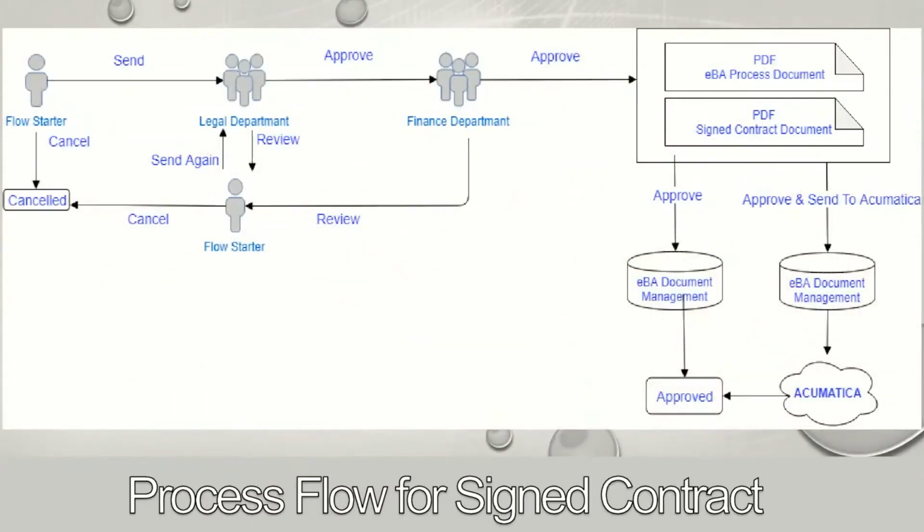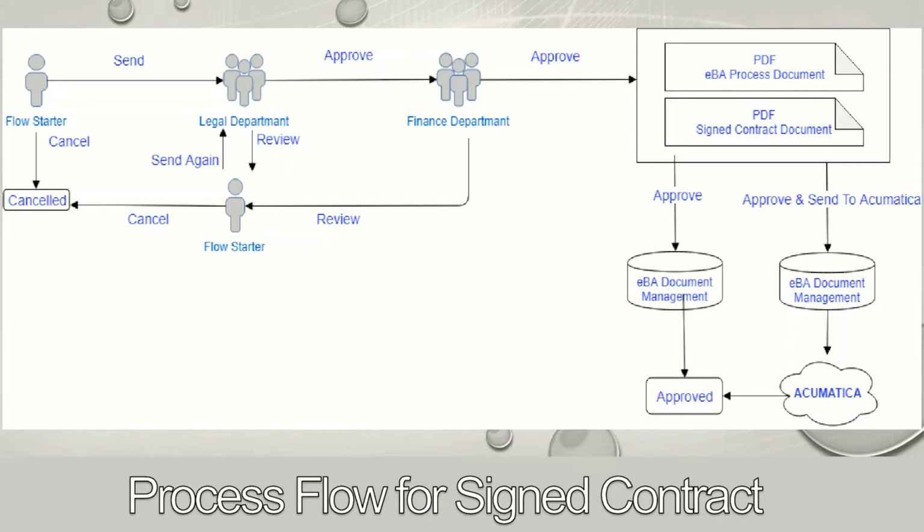Beginning with the process flow for a signed contract, we initiate the process from the leftmost figure, the flow starter. The contract is sent to the legal department, who is given the decision to either approve the contract or request a revision. In the case of the latter, the contract would return to the flow starter with a reason submitted by the legal department. The flow starter could then choose to follow through with the revisions and send the contract back through the approval process, or they could ultimately cancel the contract if they so determine.